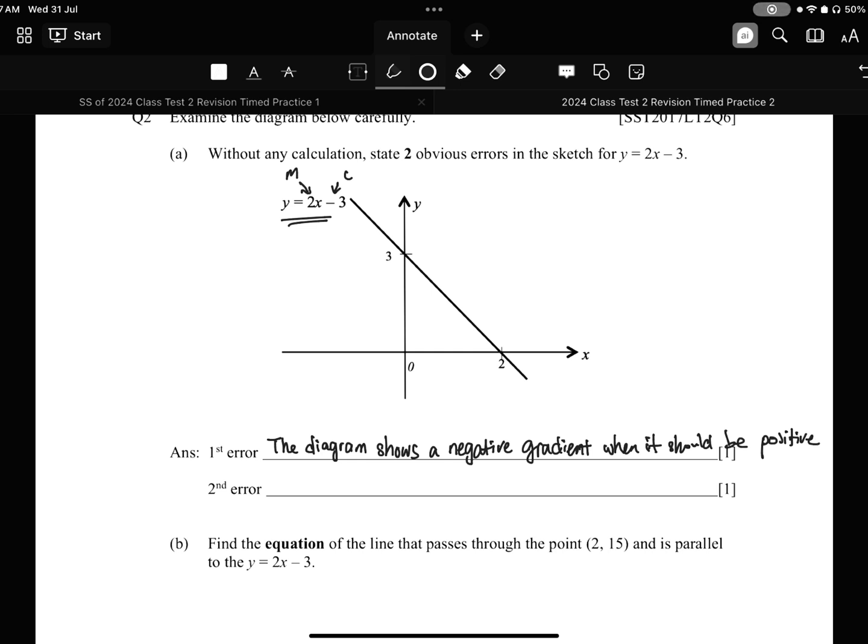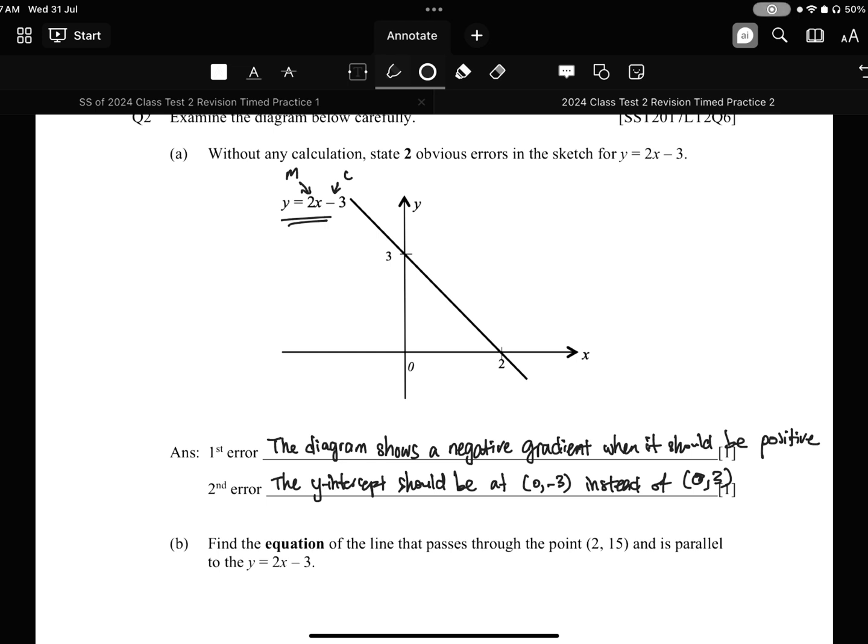The second problem, of course, is the y-intercept. The y-intercept should be at, well, it's negative 3, right? So it should be 0, negative 3, instead of 0, 3, which is what was actually shown. So these are the two errors. Write them in your own words, as long as you can explain that there's an issue with the gradient and there's an issue with the y-intercept. That should be fine, right?